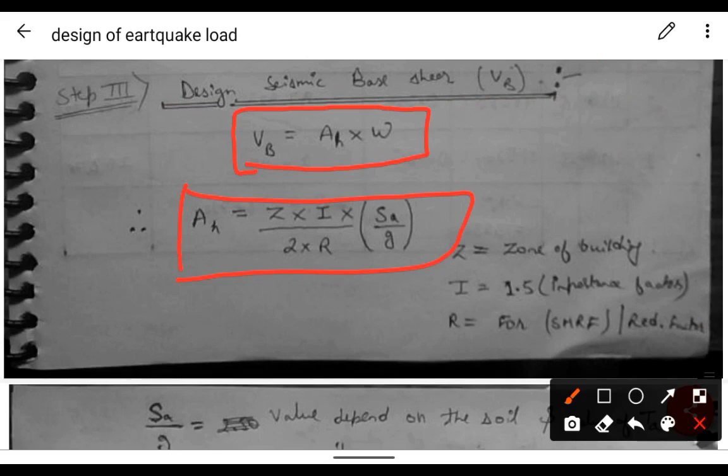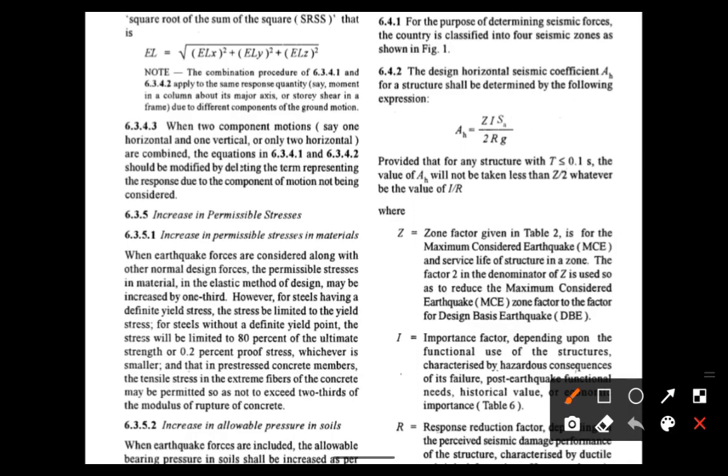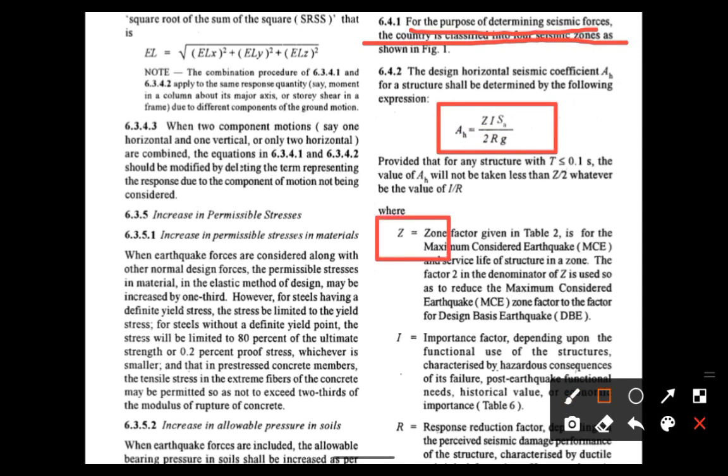Now I'm going to show you the code which IS has recommended. From there we can find what all these parameters actually mean. For the purpose of determining seismic force, the country is classified into 4 seismic zones, that is zone 2, zone 3, zone 4, and the last one is the 5th zone. According to the question, we need to calculate the value of AH by using this formula, that is Z multiplied by I multiplied by R.